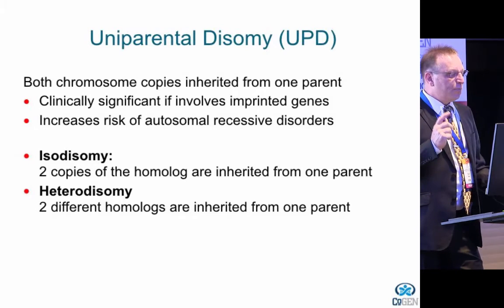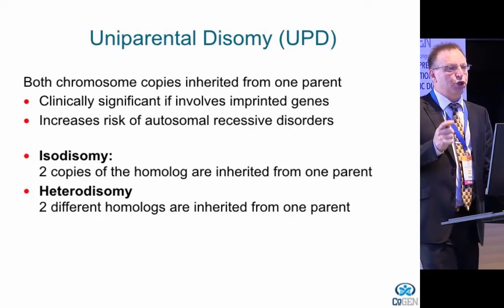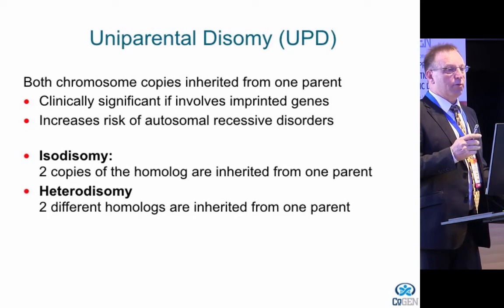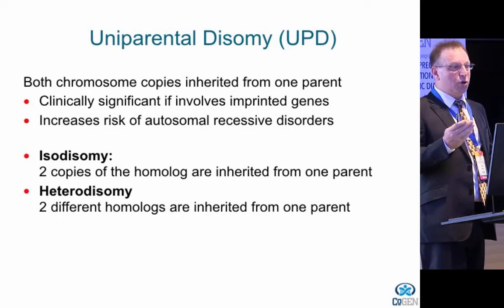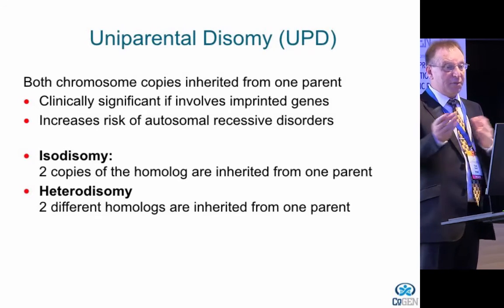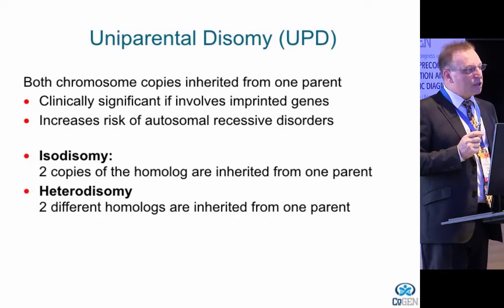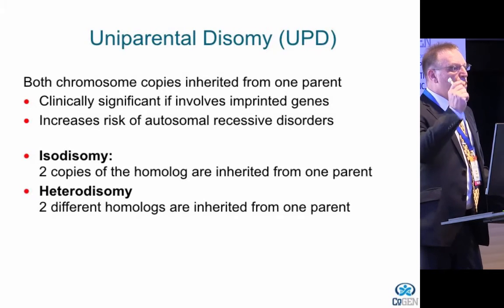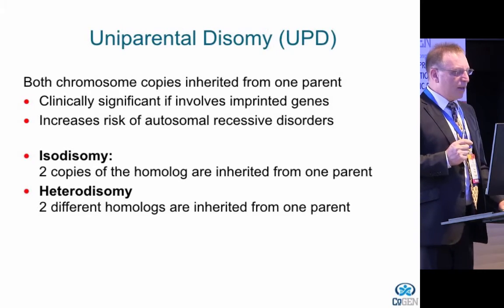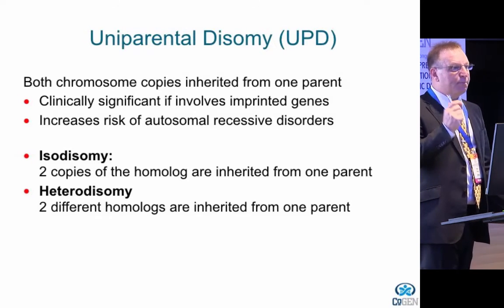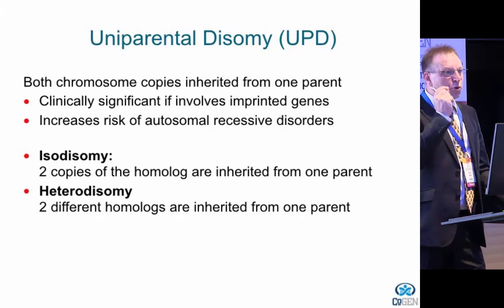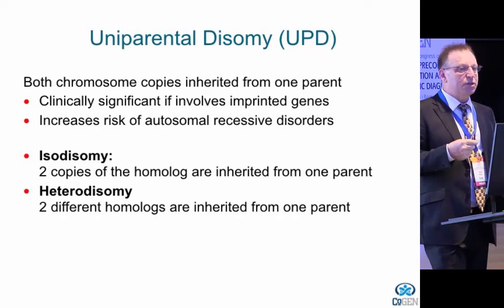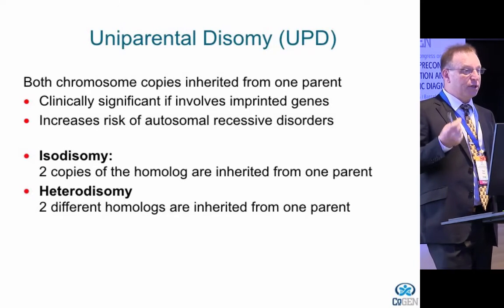Okay, so uniparental disomy is a situation where both chromosomes are inherited from the same parent. We know that usually each copy of a chromosome is inherited from a different parent. But with uniparental disomy, due to situations that I will explain in a minute, both copies come from the same parent. Now, this is clinically important if that chromosome contains genes that are imprinted, and it also increases the risk of certain autosomal recessive conditions.